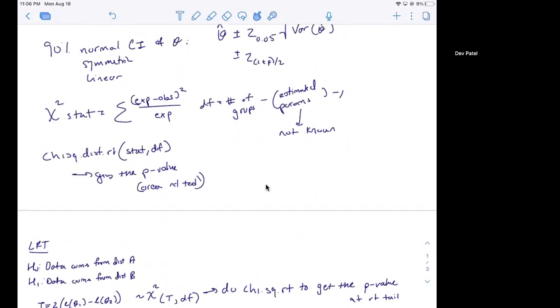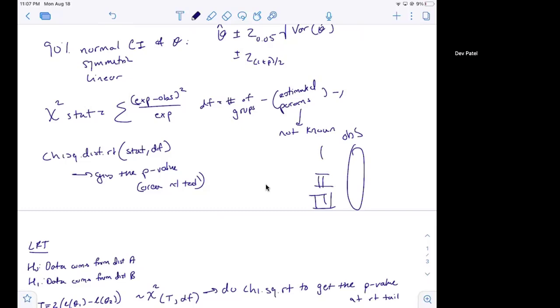Chi-squared test is a way to understand and quantify model fit. So the test statistic is the summation of expected minus observed, squared, over expected, where observed is your observed counts. If you have different groups, group 1 to group 3, your observed counts for these groups, and then your expected counts depend upon what your distribution or your alternate distribution is.